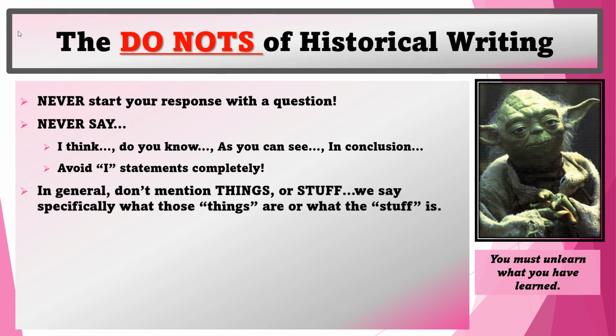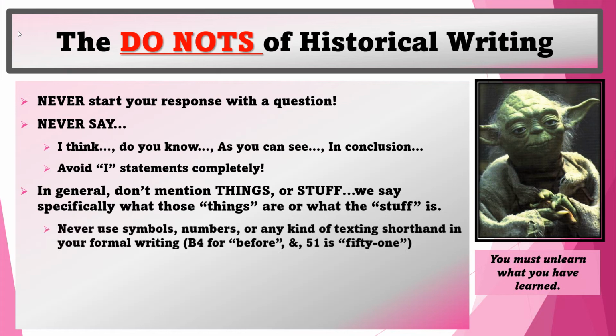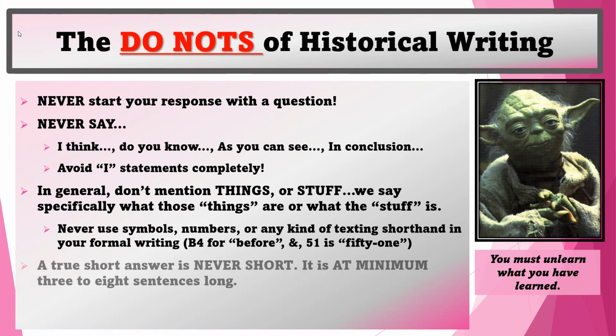In general, let's avoid "things" and "stuff." You have your chapter summary sheet out when you do these. You shouldn't have to tell me things and stuff. You should tell me what those things and stuff are. It's just really that simple. Never use symbols, numbers, any kind of texting shorthand in your formal writing, right? You spell out "before." You don't write "b4." You may use dates for numbers, and I'm okay with that.